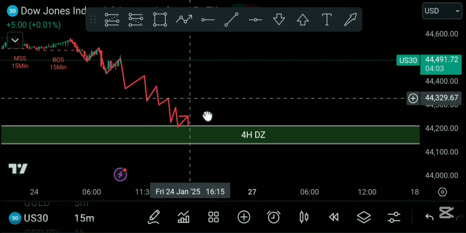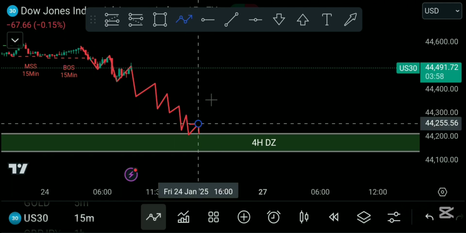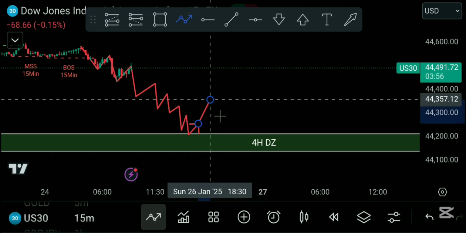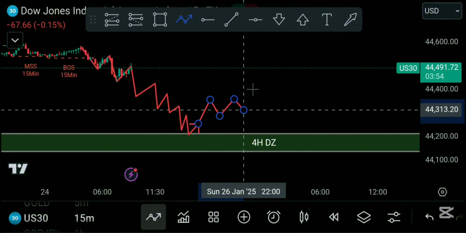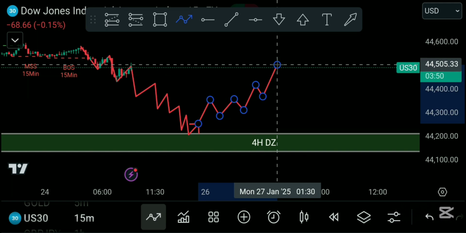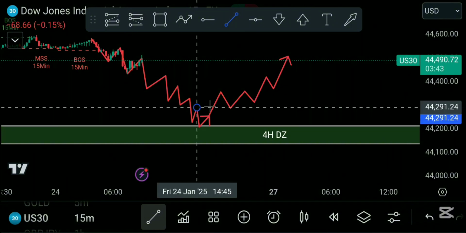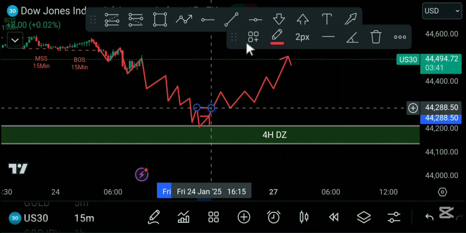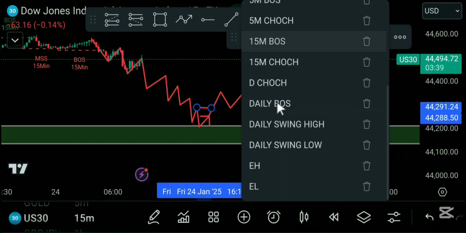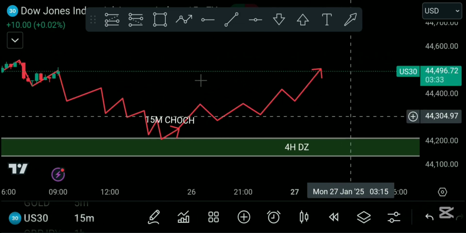After that, I wait for the market to create a change of character, to give me a series of higher highs, higher lows. When the market begins to be in alignment with my higher time frame, that's when I will get my entry. This area you are seeing here will be our change of character. Now this is my 15 minutes change of character.